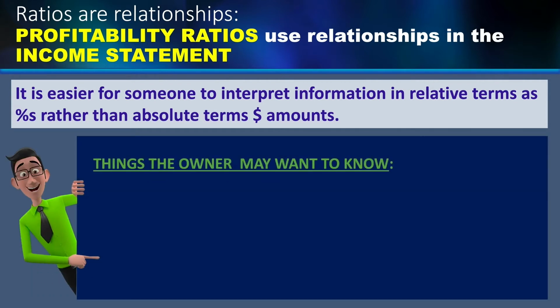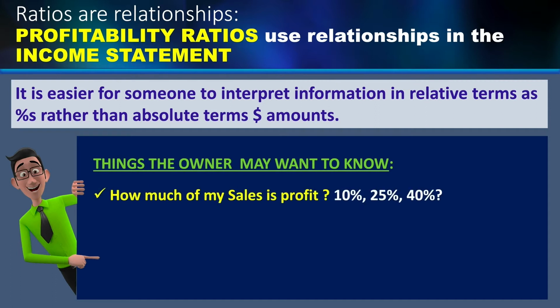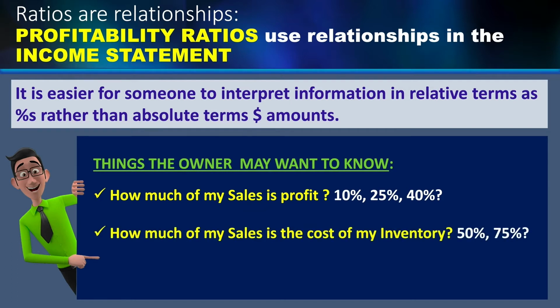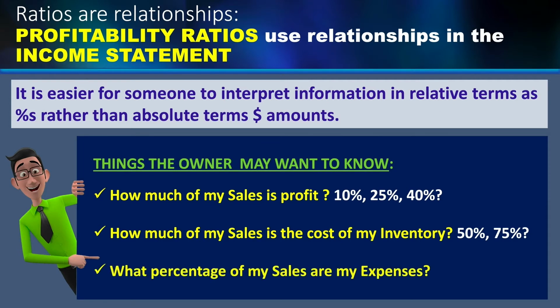So for example, the main user of accounting information would be the owner of the business, and things that the owner may want to know: how much of my sales is profit? Is it 10%, 25%, 40%? How much of my sales is the cost of my inventory? And lastly, what percentage of my sales are my expenses?